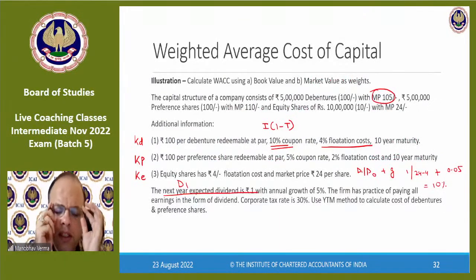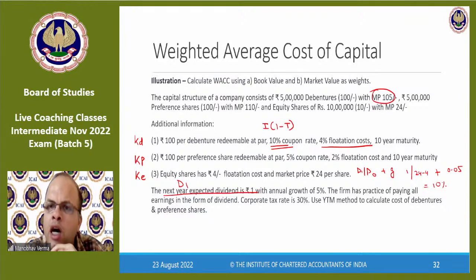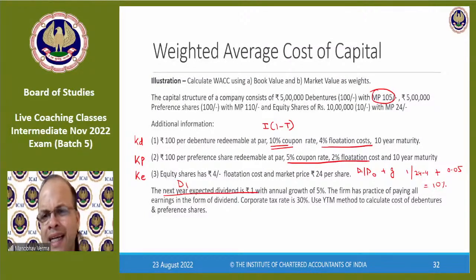For the preference shares also, you have to do the same calculation. And how much is the preference stock market price, guys? 110, and the flotation cost is 2%. The coupon rate is 5% here. But do we get a tax deduction for preference dividend, guys? Yes or no? I don't think so, right? We don't get it.